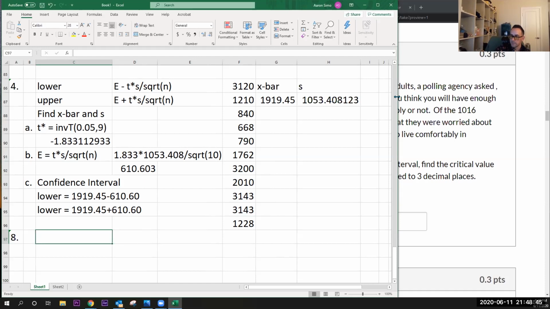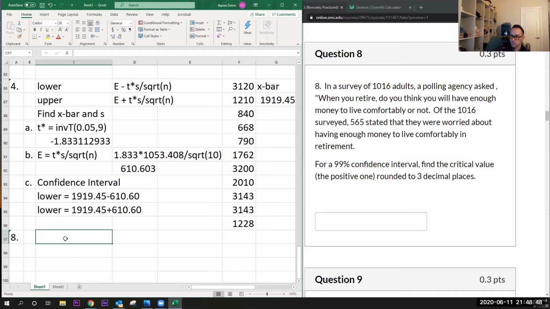So the critical value for a 99% confidence interval, I would just say Z star. I'd call it Z star this time, but the star should be a subscript. I would just do like inverse norm 0.005 for that. That's it. That's how you find the critical value in that. Since it's a 99%, that gives us 1% in the tails, so 0.5% on each tail.